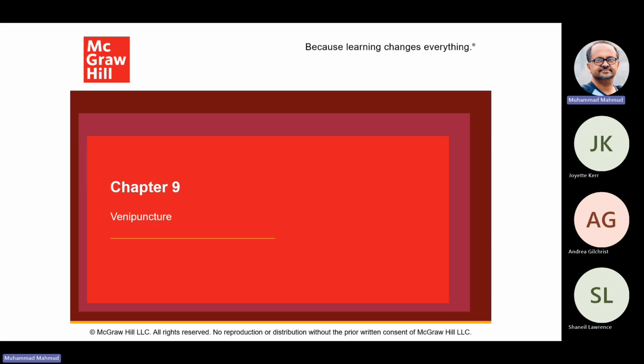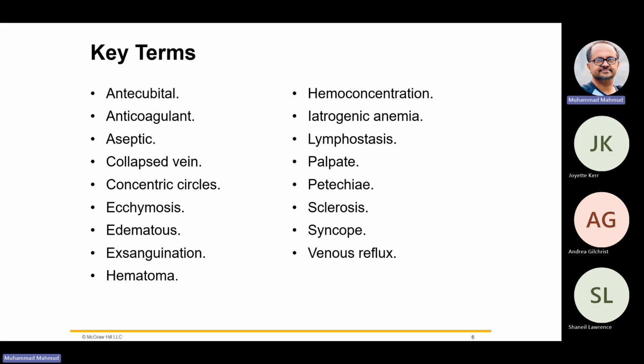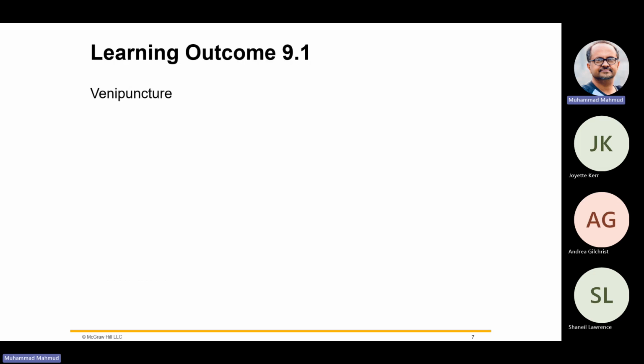Chapter 9, Venipuncture. In this chapter, we will learn the steps necessary to perform a competent, effective venipuncture and describe special procedures, signs and symptoms of venipuncture complications. So these are some key words I'm sharing with you throughout the lecture. You will find those words many times.